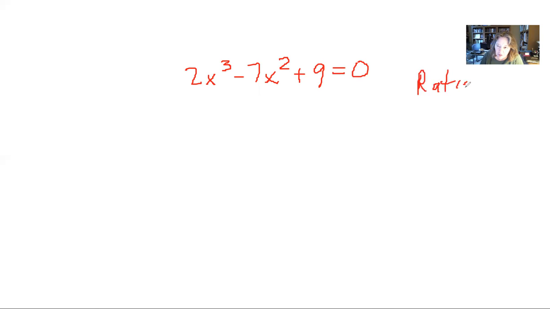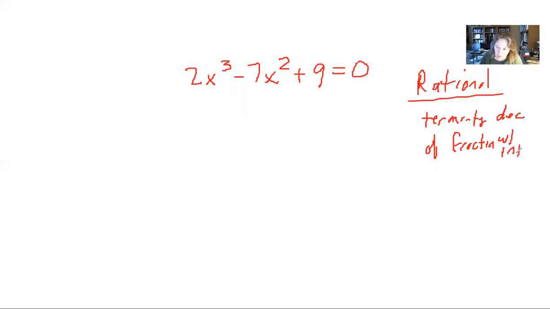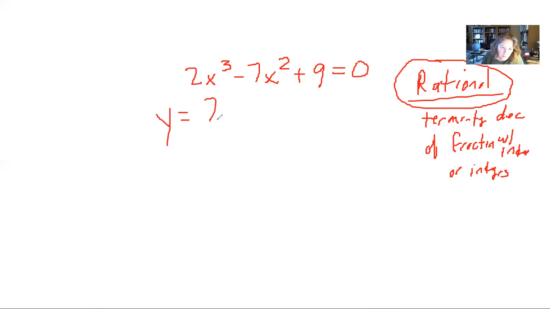If they say rational roots, what rational means is it's going to be a number that's either a terminating decimal or a fraction with integers, or just integers. So in that particular case, because it said rational solutions, you can actually do it with the graphing calculator. So you can change your equation to a function.